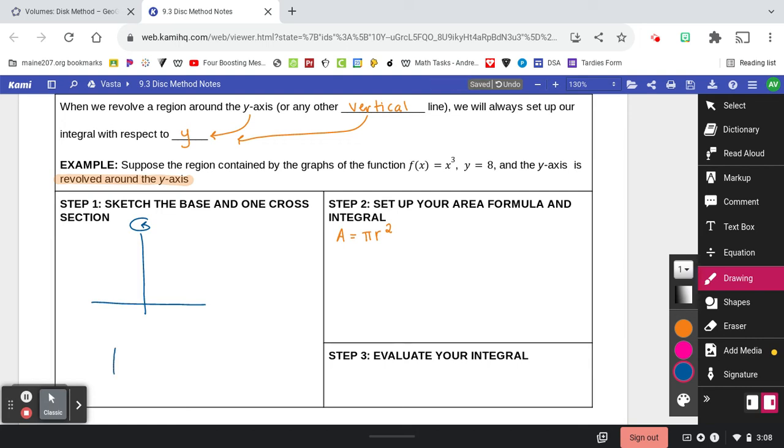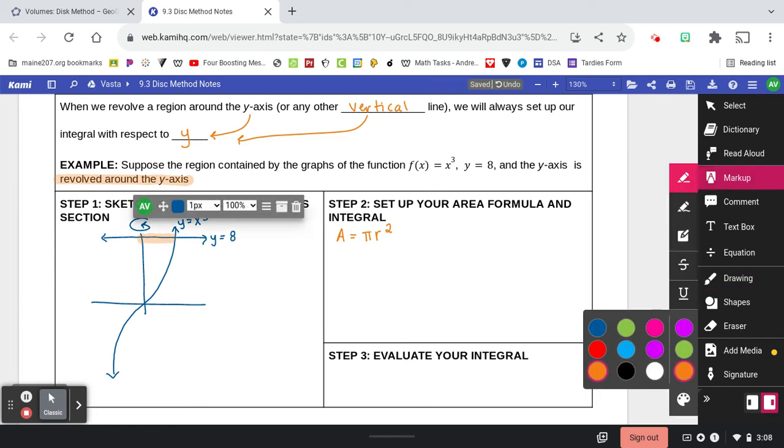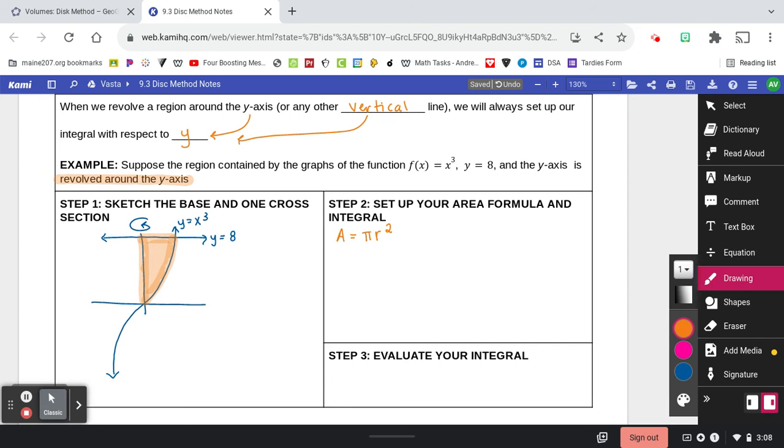Now, x cubed looks like this. And the line y equals 8 looks like this. Since I'm taking the region contained by those two graphs and the y-axis and revolving it, it would be this region of the graph right here. And I'm revolving it around the y-axis. So the other side of this region would be right here, and each of my slices would be circles.